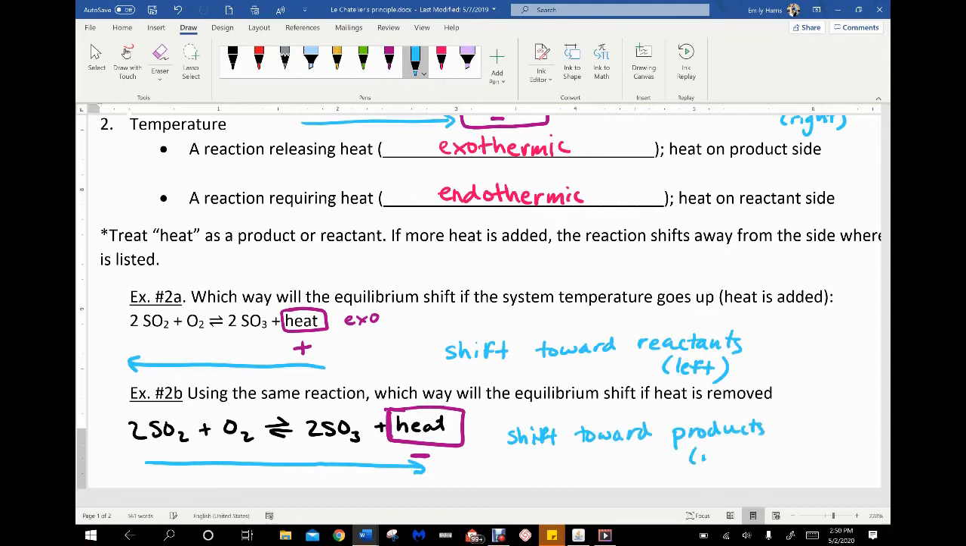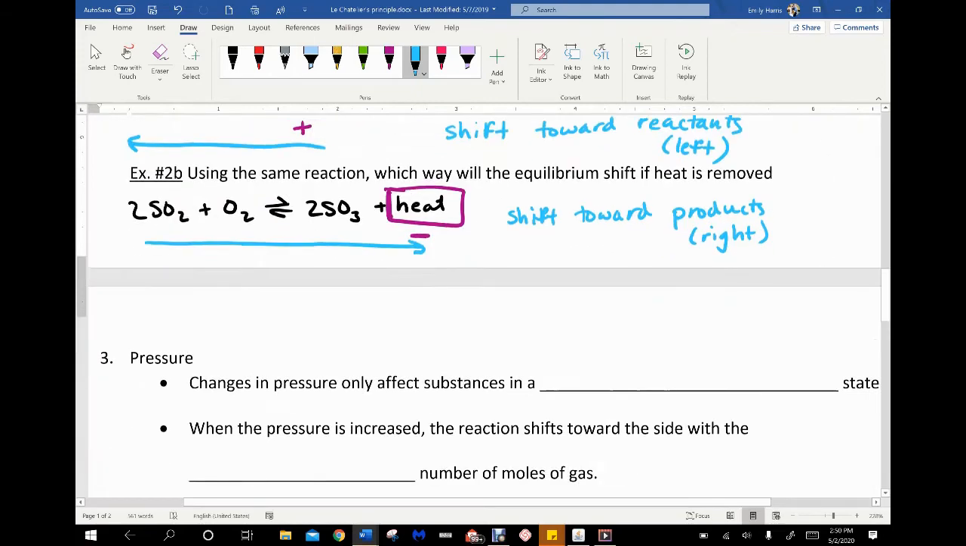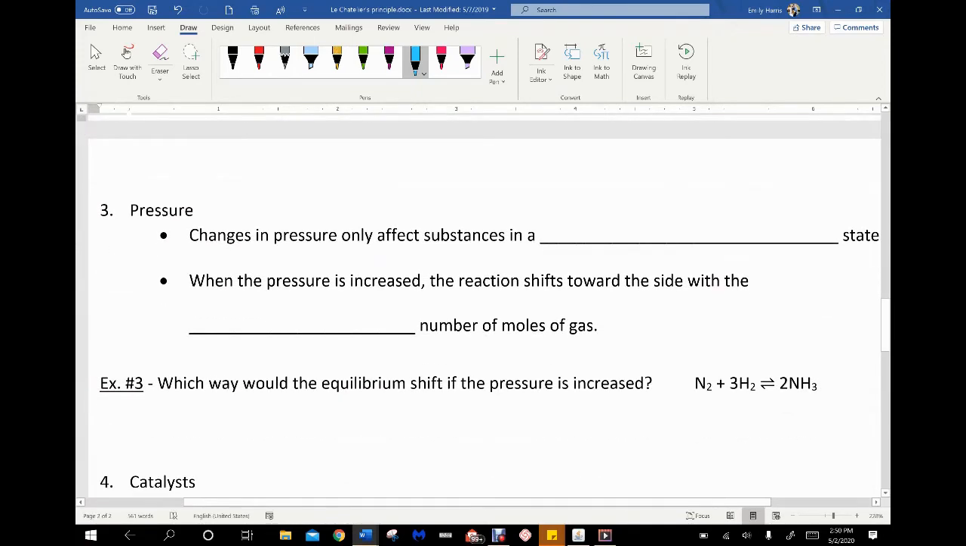So again, if you add something, shift to the opposite side to use it. If you take away something, shift back to that same side from which it was taken so you can replace it. All right, so our next way we can stress a reaction is by changes in pressure.